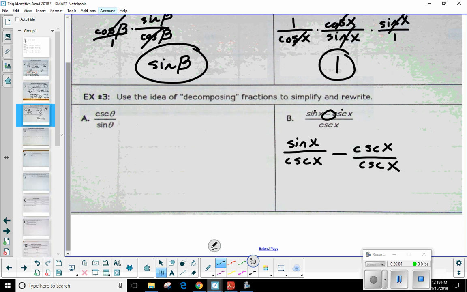Okay. So let me give you a little bit of time to take a look at that and see what you think. Now, I will tell you that you are going to be using one of the Pythagorean identities as well. If you simplify this correctly, you should see a version of one of them, one of those three.